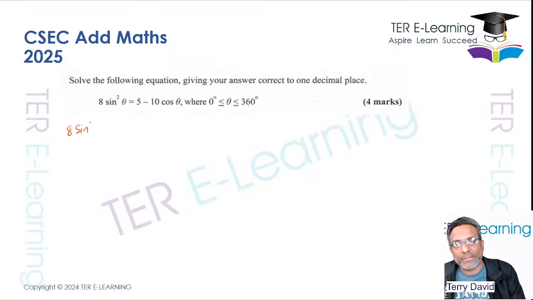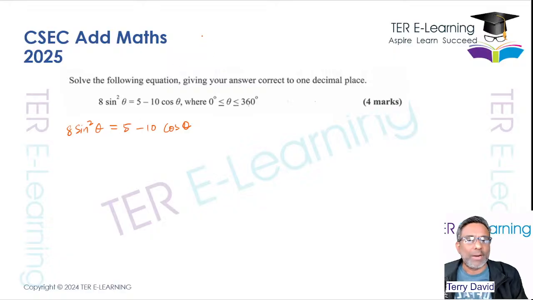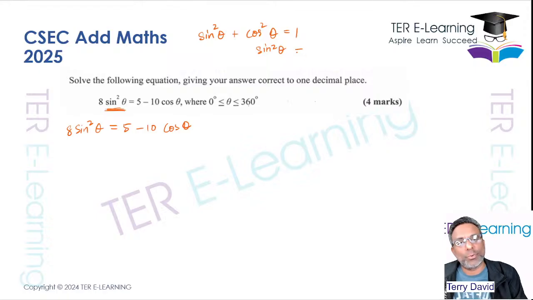Okay, so you want to solve this: 8 sine squared theta is equal to 5 minus 10 cos theta. This equation is in a form such that I can't solve it as yet, and what I'm going to use is this identity: sine squared theta plus cos squared theta equals 1. So we're going to make a replacement here, substituting for sine squared. Sine squared theta is equal to 1 minus cos squared theta.